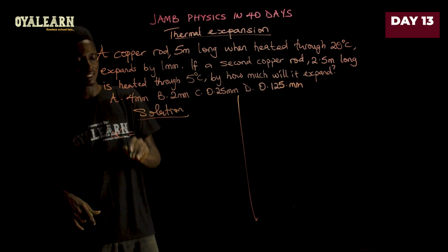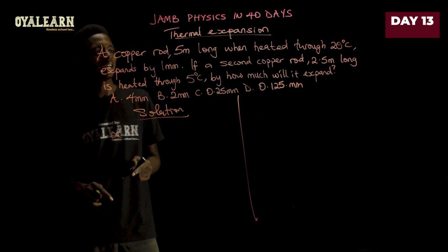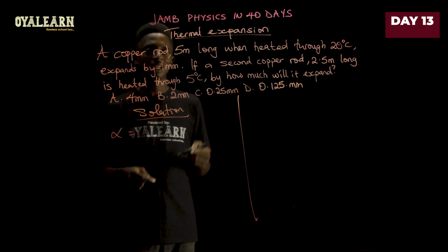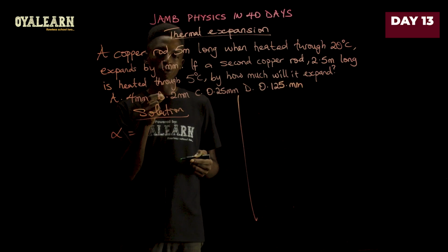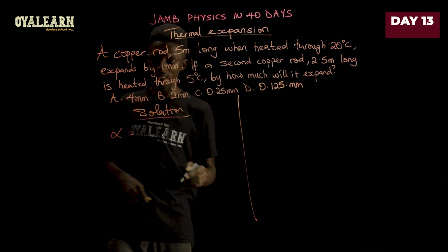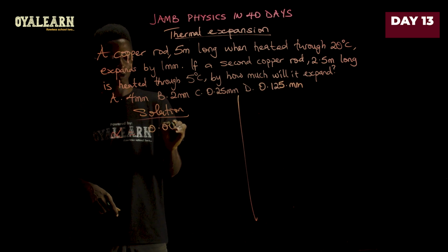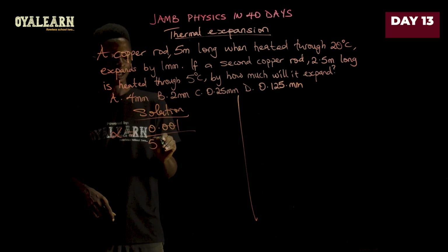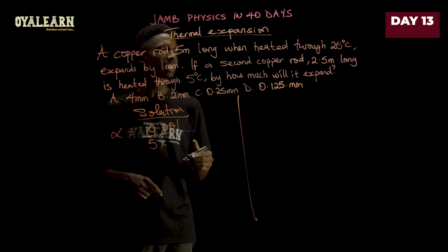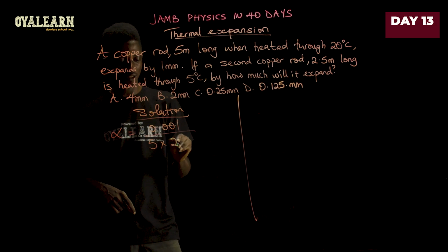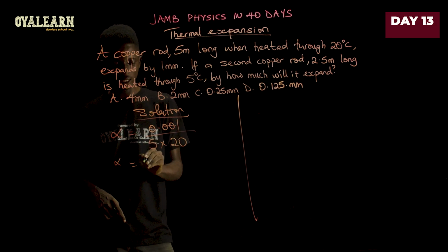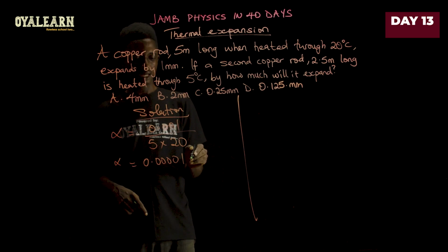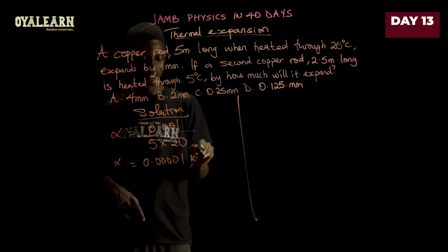To get the linear expansivity, that will be change in length. That is L2 minus L1, which is what we are given here as 1 millimeter. Now, always convert to the SI units that we have to use. This is in meters, so we have to convert this to meter. So it will become 0.001. Now, we divide that by the original length, which will be 5. Then we multiply that by the change in temperature. So that's given as 20 degrees. So when we apply this, we're going to be having 0.00001. And this is in per Kelvin.